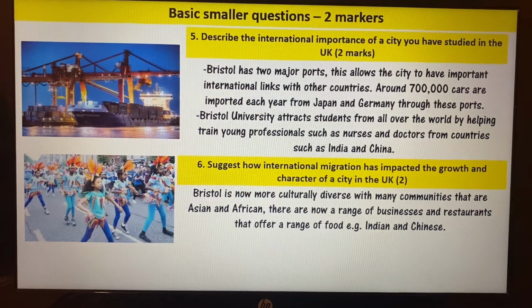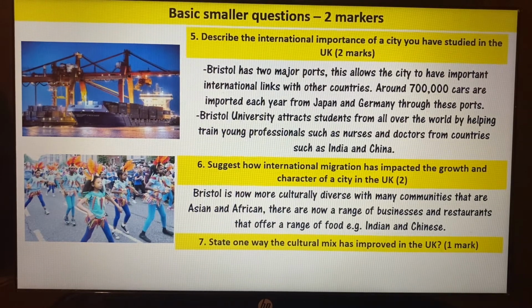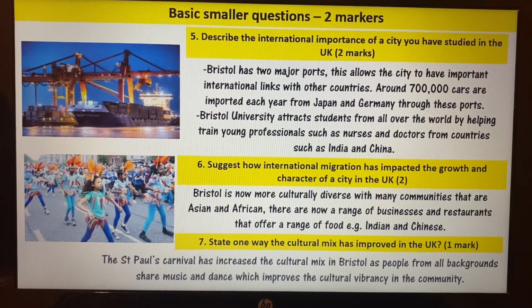Again, a very similar question, a one marker now. State how the cultural mix has improved in the UK. You could easily say, oh, in Bristol, we've got the St Paul's Carnival. That's improved people's relationships with each other because they're now mixing and integrating with so many different types of people. This music festival brings everyone together and improves the culturalness within a community.